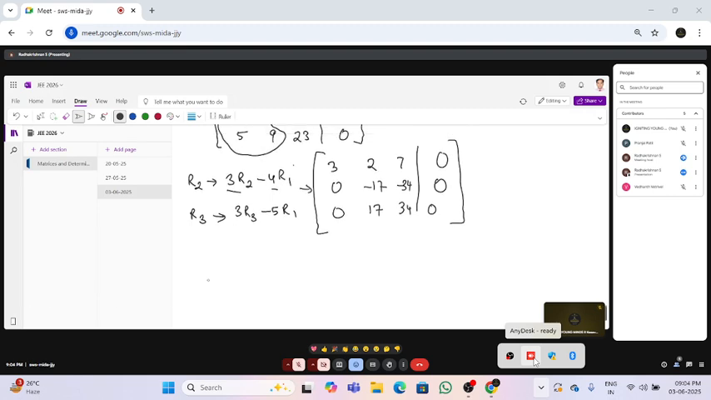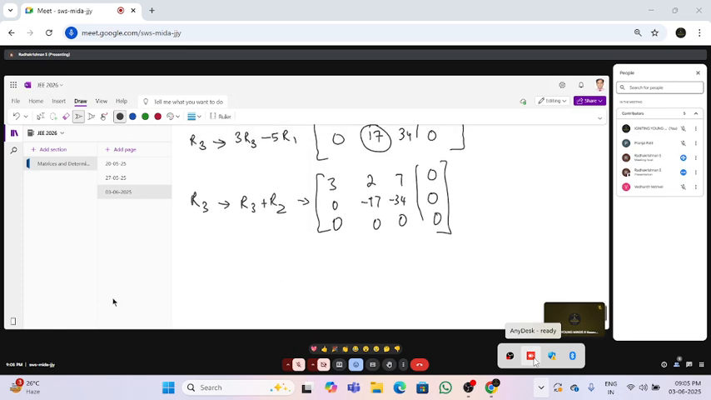Okay, so next step, I want to make this 0, right? Adding R2 and R3, you will get 0. So the transformation is R3 equal to R3 plus R2. What happens? 3, 2, 7 remains as it is. 0, minus 17, minus 34, this remains as it is. R3 becomes the sum of the two: 0 plus 0 is 0, 17 plus 0 is 0... 34 minus 34, 0.